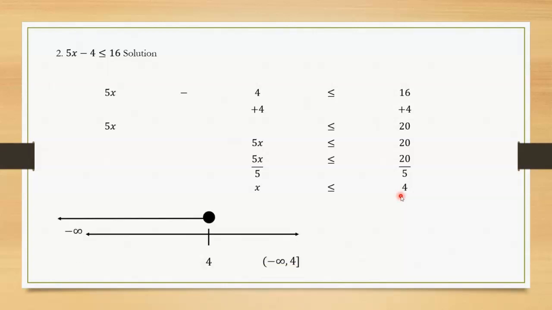And so what we end up with is this here. And we know the solution set for this. It's all numbers less than or equal to 4. And that's what this is. We have a closed circle because we're including 4. And notice the arrow is pointing to the left because x is less than or equal. And so we have also this minus infinity. All right, so that's an example.